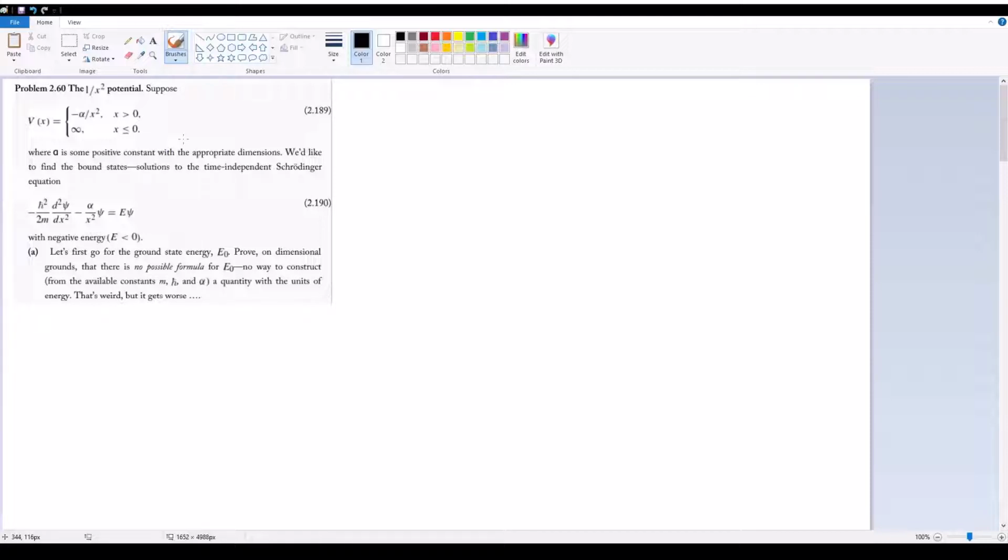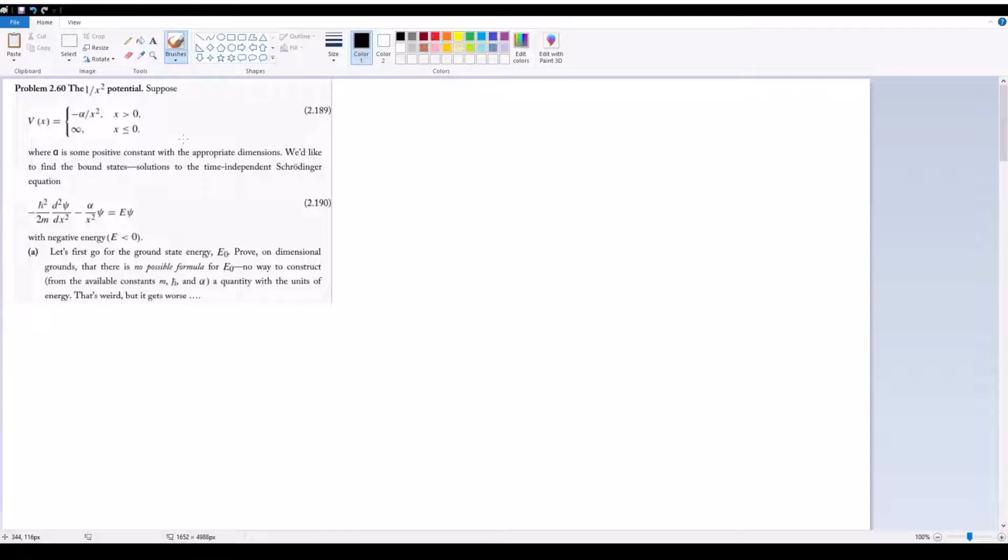So let's begin right away with 2.60, which introduces us to the 1 over x squared potential. We are going to solve this using the traditional Schrodinger equation, all the methods we've learned so far. In part A, we want to prove that on dimensional grounds, there is no possible formula for E naught.